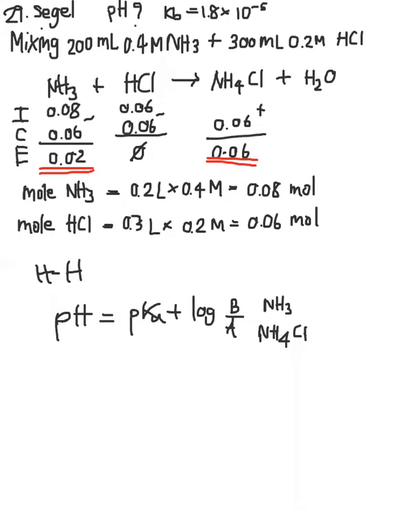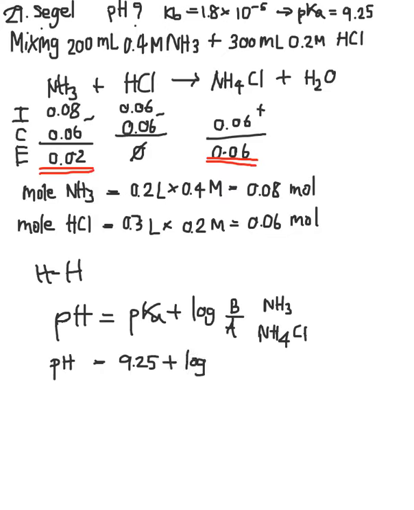This question gives you the value of Kb, but in the Henderson-Hasselbalch equation, you have to use pKa. So you have to change Kb to pKb and then calculate pKa from 14 minus pKb. And then you will have pKa equal to 9.25. So for pH, we want to know the pH, and pKa is 9.25 here, and then plus log B over A.